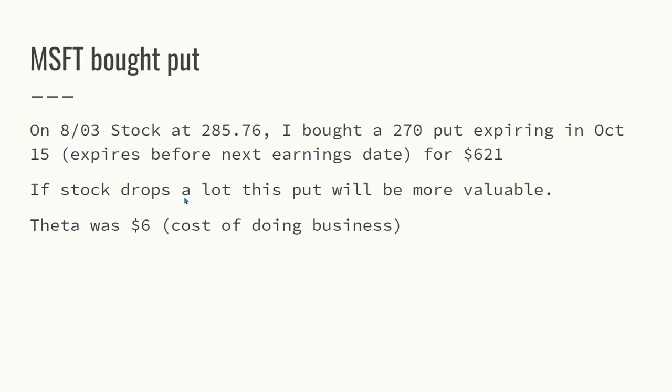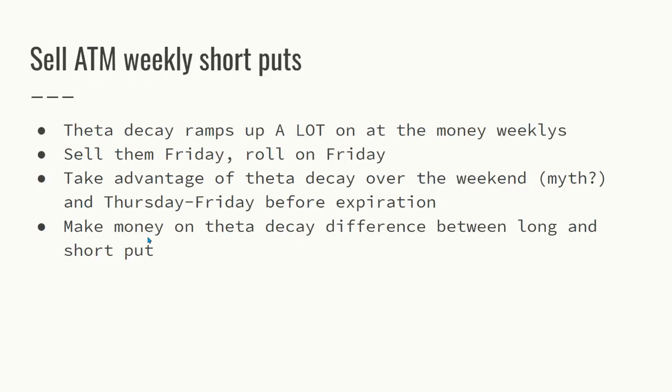If the stock drops a lot, this put will be more valuable because, again, it's going down to 270. If the stock tumbles to 250, this will be a pretty valuable position here. The theta at the time was $6. So I'm essentially paying about $6 a day for the theta decay on the bought put. But as you'll notice, this is much lower than what the weekly at the money theta decay is.